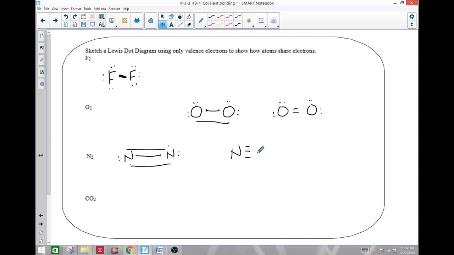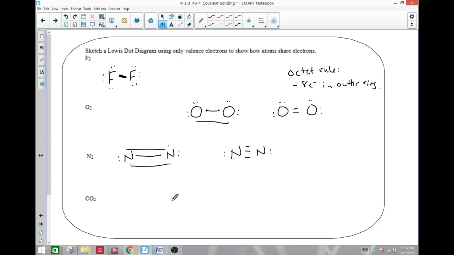Now we're looking to fulfill what we call the octet rule. The octet rule states that we're looking for basically 8 electrons in the outer ring, or outer energy level.